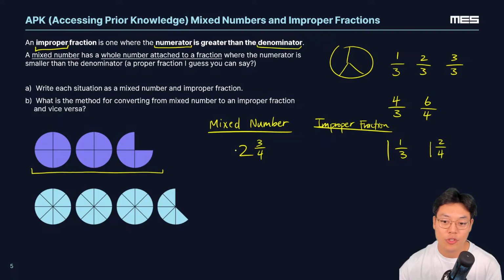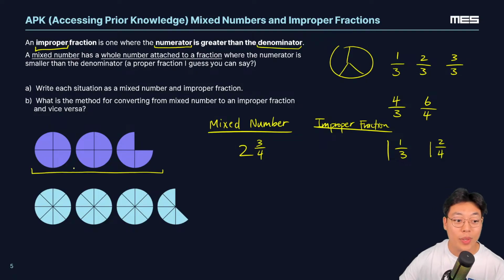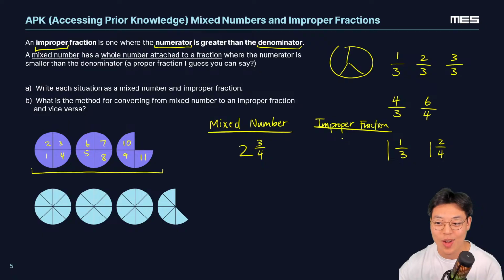We have 2 3/4. We can count them all up, right? We can go 1, 2, 3, 4, 5, 6, 7, 8, 9, 10, 11. Make sure you're counting these correctly, and we have 11/4. Now, straight from here, how can we convert a mixed number to an improper fraction and vice versa?